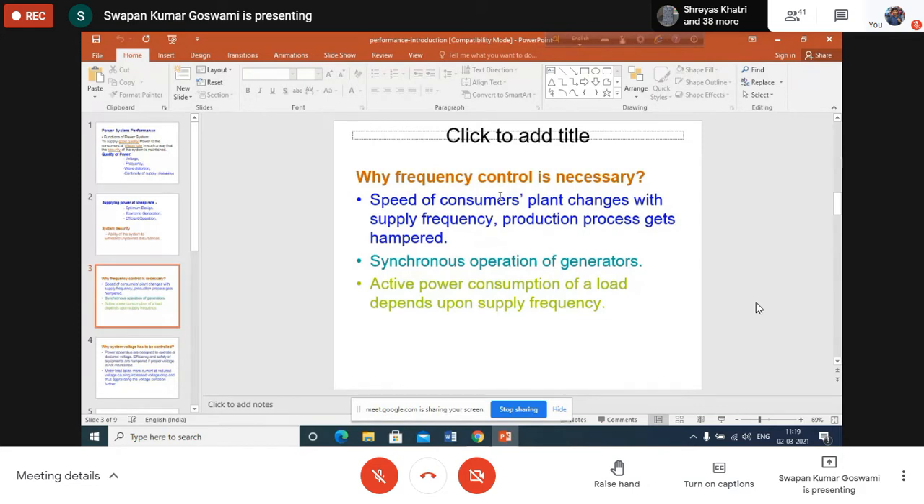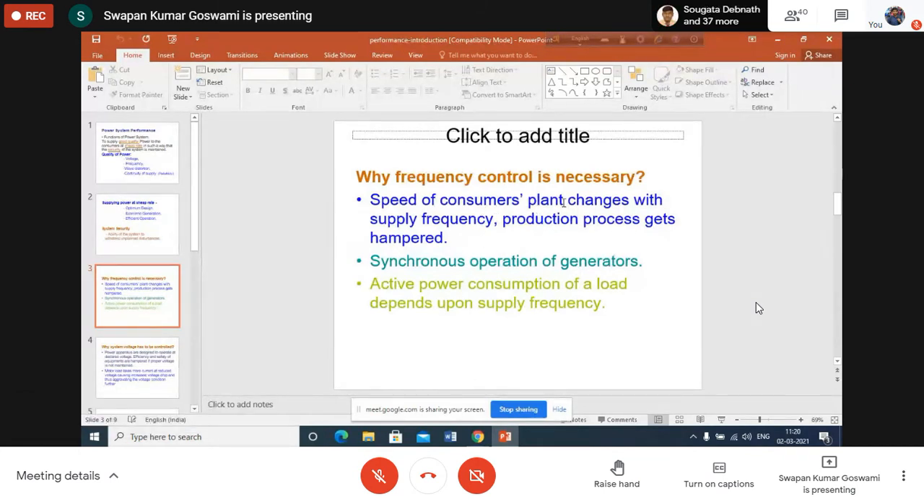Let us see why frequency control is necessary. Why does frequency have to be maintained at a constant value? What happens if the frequency is not maintained? The speed of consumers' plants changes with supply frequency, and the production process gets hampered.